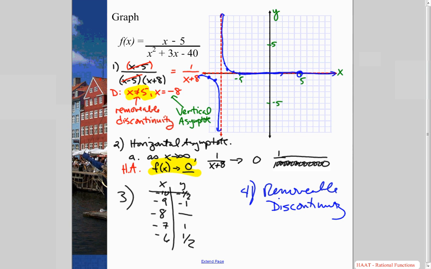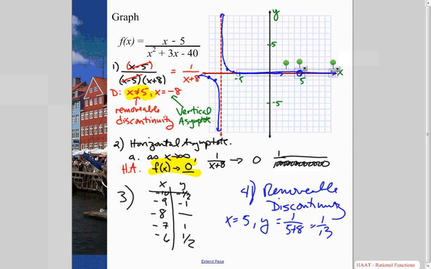And if you were to plug that in, so actually, if x equals 5, y is going to equal 1 over 5 plus 8. And get 1 over 13. So, I mean, for all practical purposes, when we draw this, it's basically on the x-axis. But, you know, you still need to include it because it's an important thing. You don't want to shortchange anybody or anything.